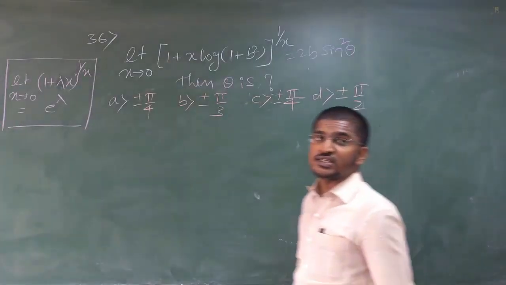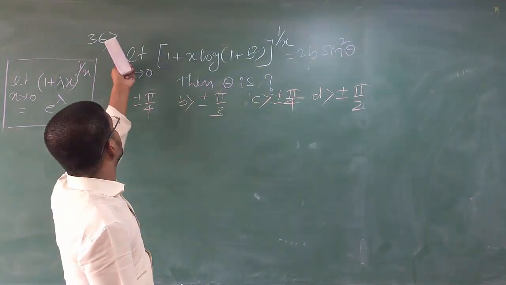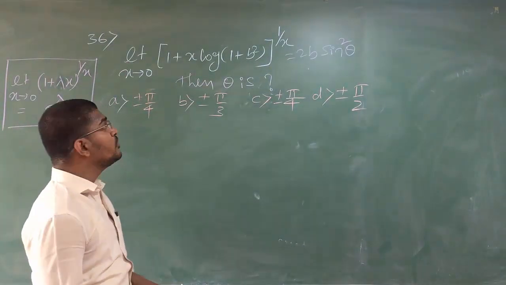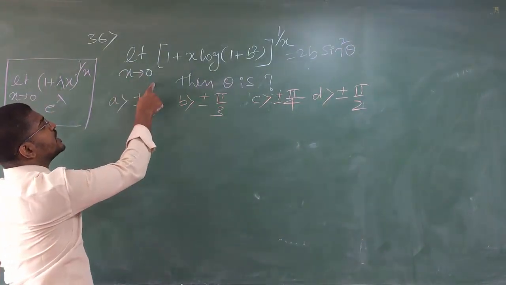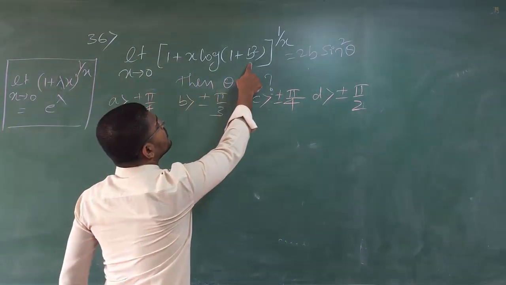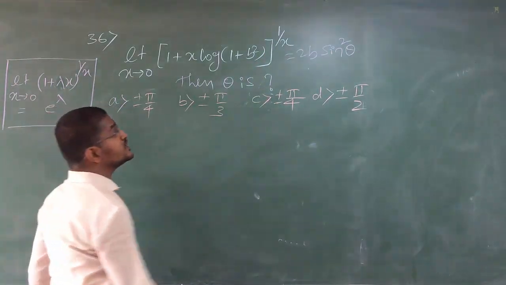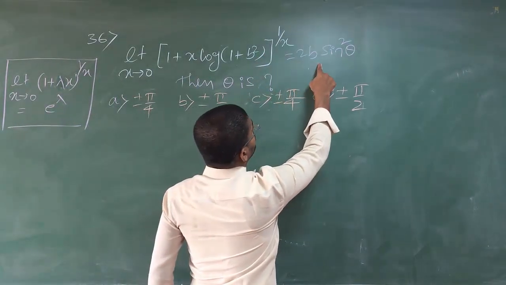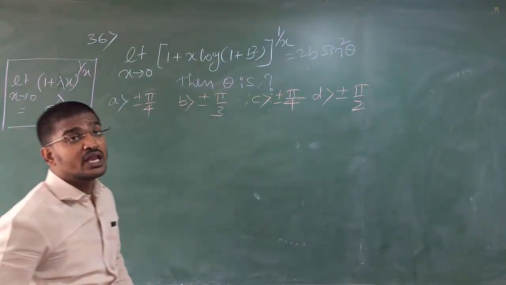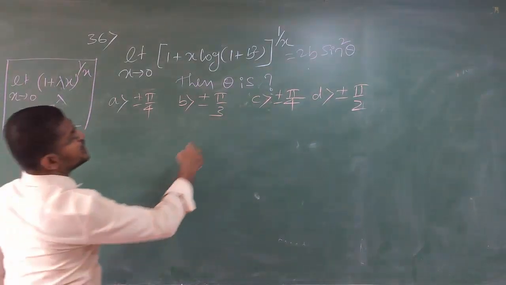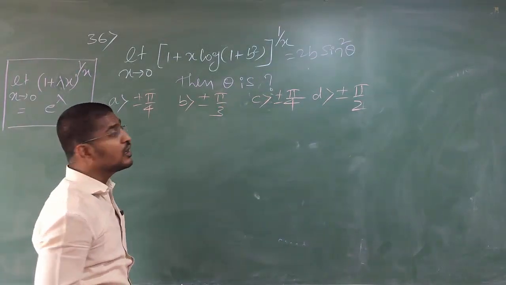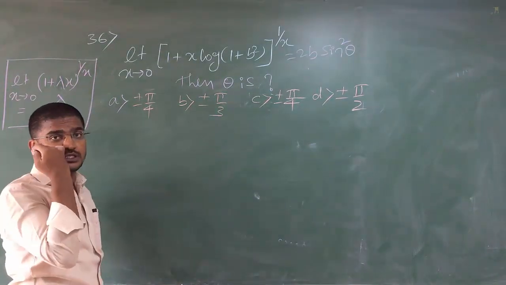Students, now let us go for problem number 36. In problem number 36, limit x tending to 0 of (1 plus x) into (log of 1 plus b square) to the power of 1 by x equals 2b sin square theta, they have given. So you have to find the value of theta. These are the 4 options.